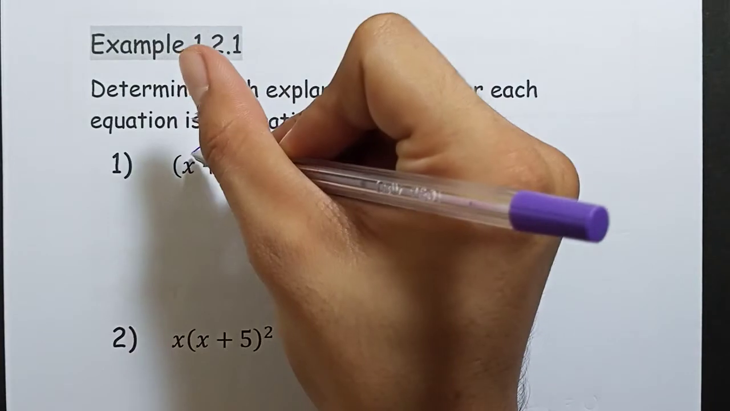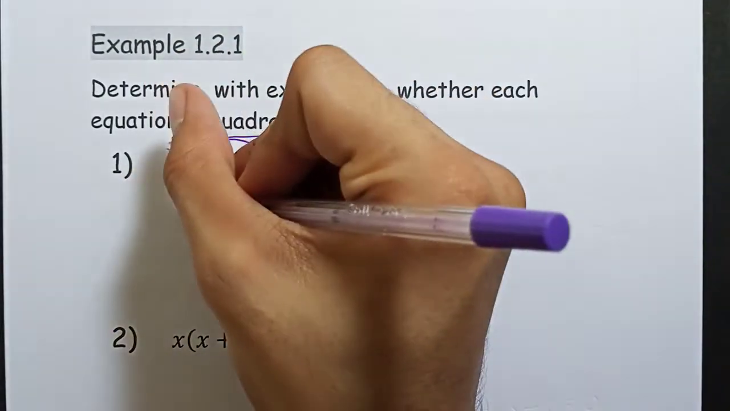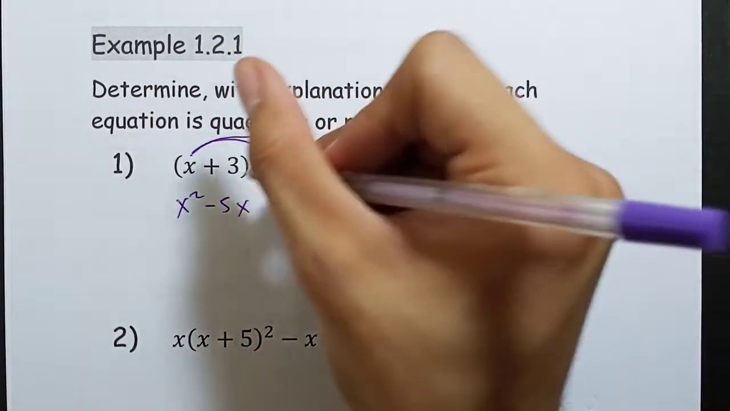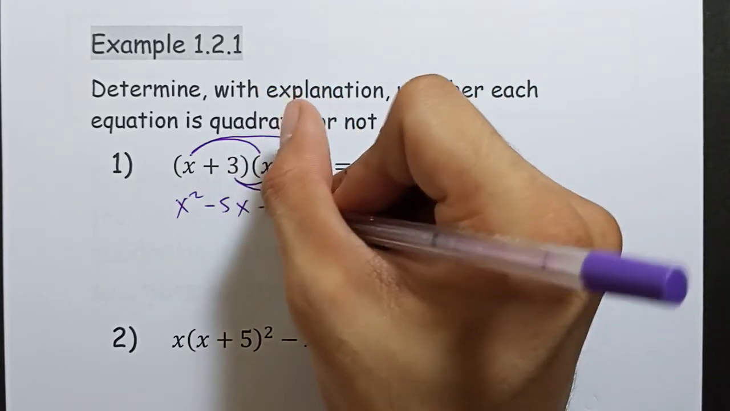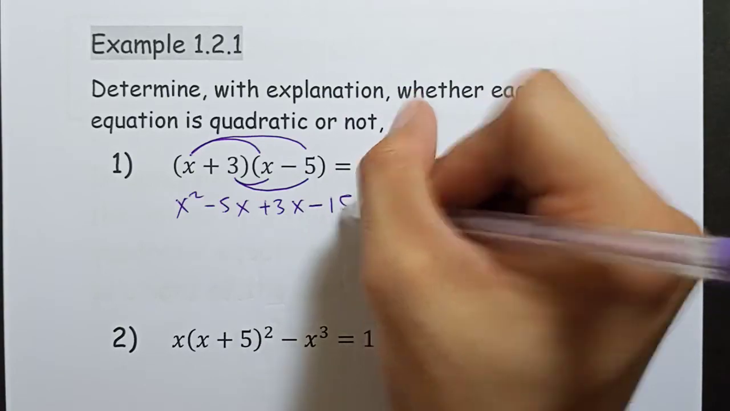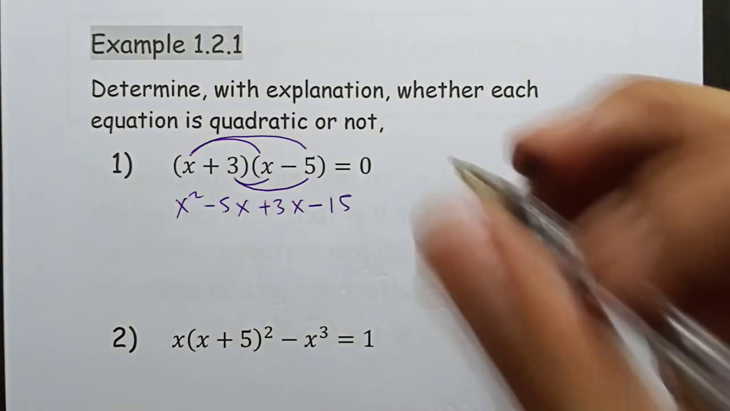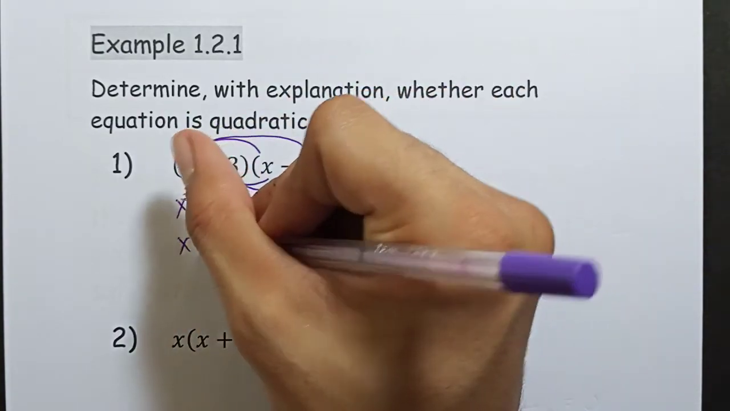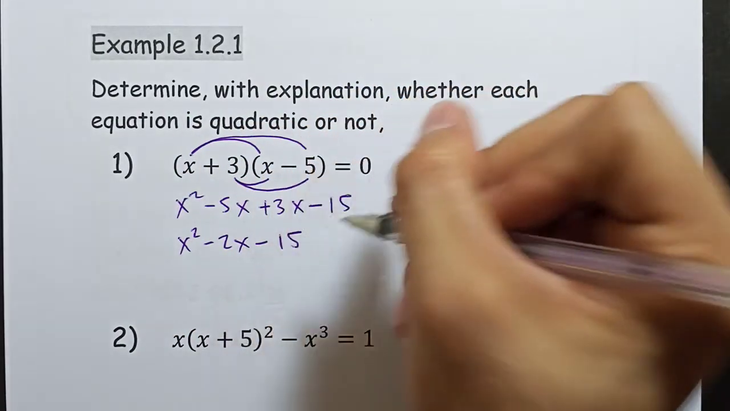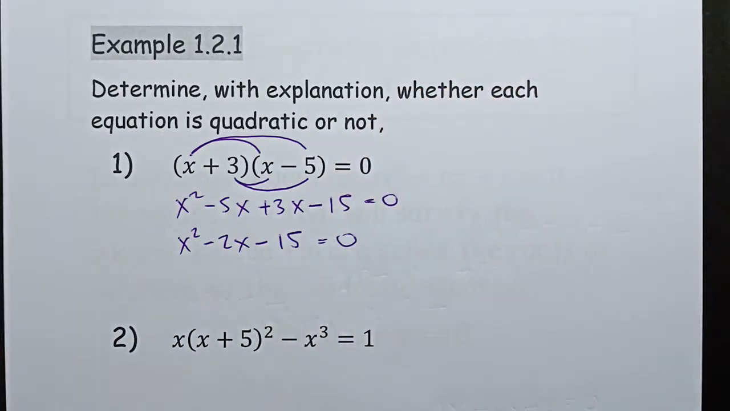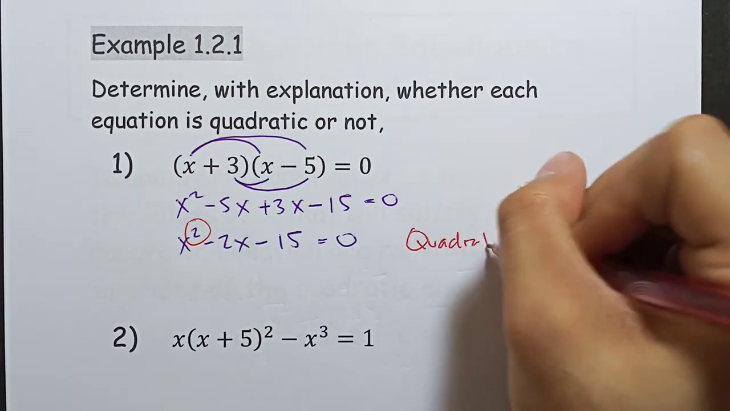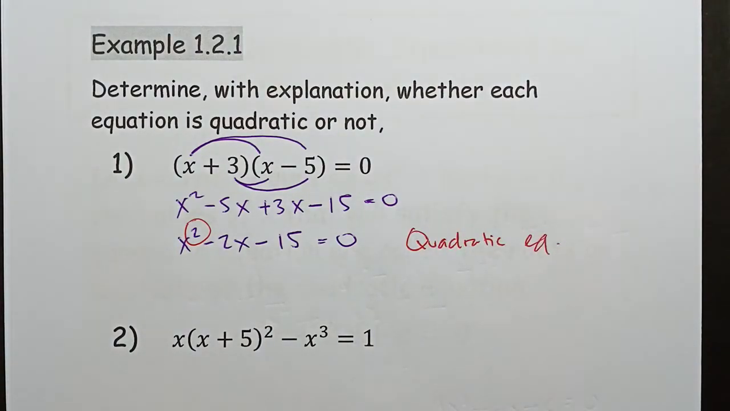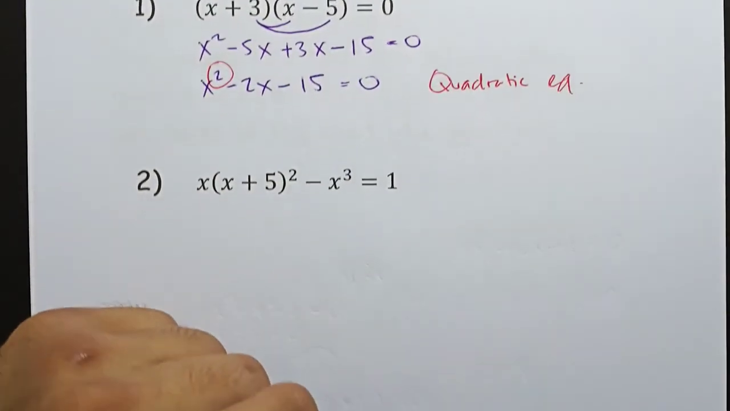So, x times x and x times negative 5. Magiging sagot, x squared minus 5x. Then, 3 times x and 3 times negative 5. Sagot ay positive 3x minus 15. Tama. Then, simplify. X squared minus 2x minus 15 equals 0 syempre, kasi equation siya. So, this is a quadratic equation kasi yung degree ng ating polynomial is 2. So, this is a quadratic equation because the degree of the polynomial is 2.